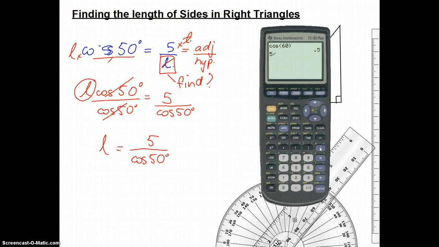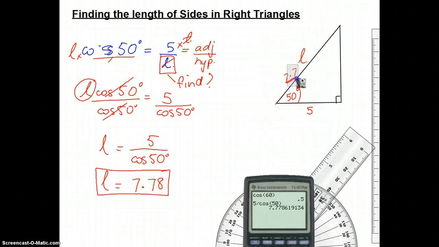5 divided by cos of 50. Once again, I'm in degrees. Let's have a look at what we get. Okay, so we get a number, L equals, to 3 significant figures, 7.78. And I think before our estimate, if I'm not mistaken, was about 7.7.